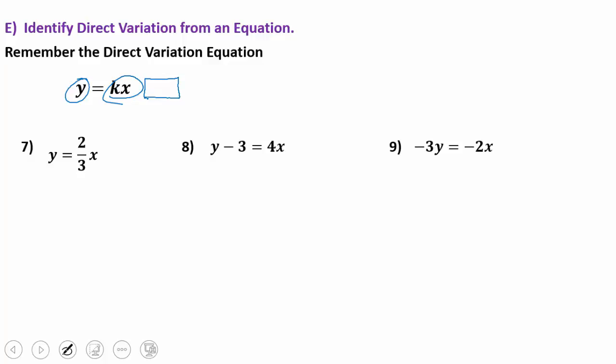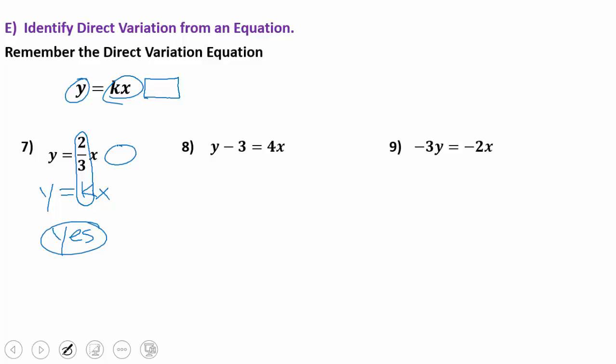So taking a look at number 7 here, y equals 2/3 x, is that in y equals kx form? Well, the constant of proportionality would be 2/3, and so yes, because it does not have an intercept. Well, it does. It's 0. It just doesn't show a different one. So it does pass through the origin.